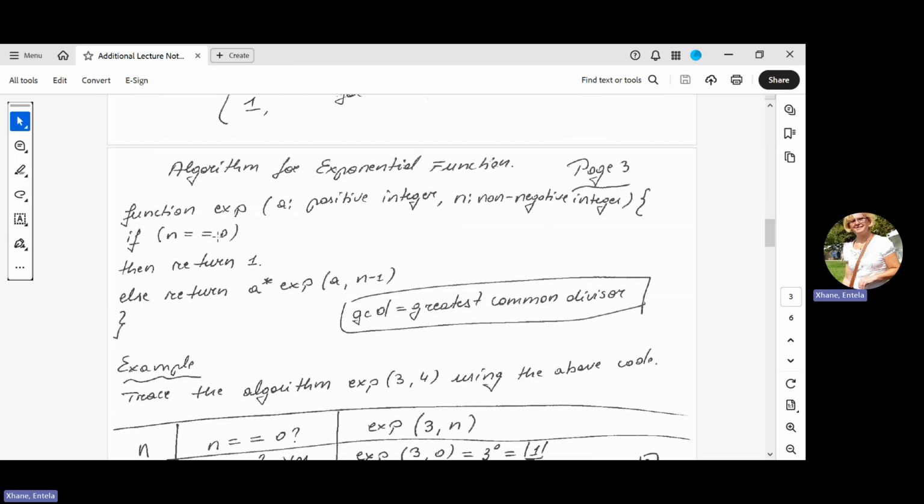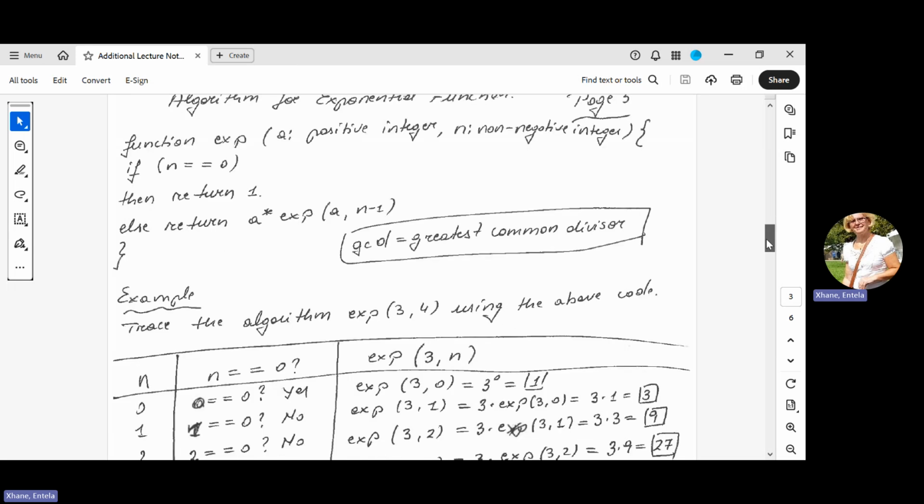If n is equal to 0, so exponent is identically 0, then return 1. Else, return a times exponent of a, n minus 1, which is a to the power n minus 1. We're going to come back to the greatest common divisor later on. For now, you just ignore this initial.